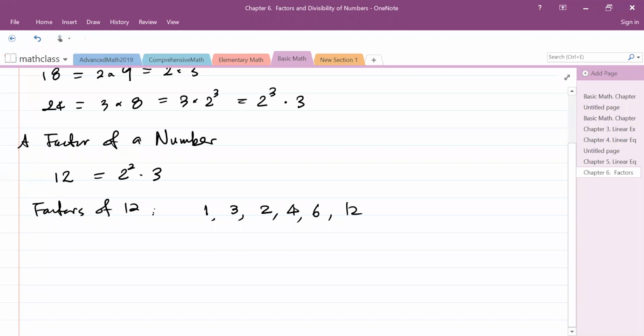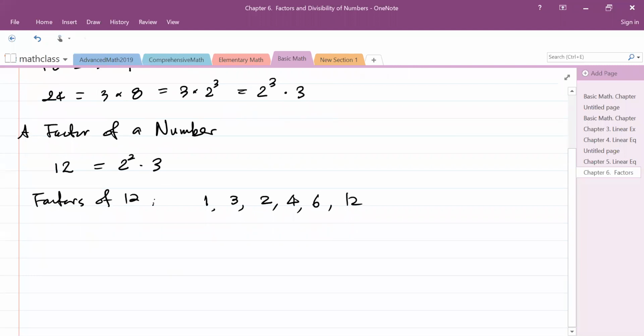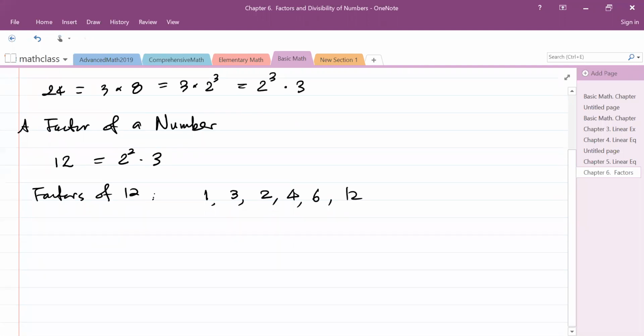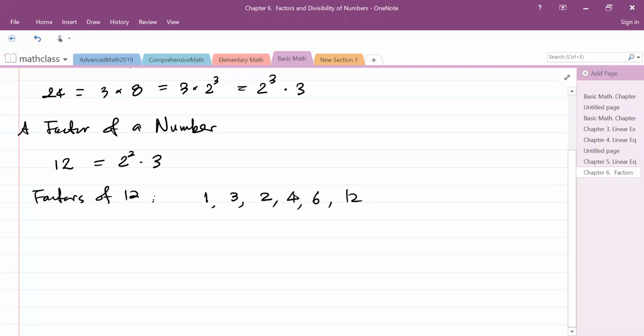The question is, how do we count them in general? And even, we want to know how to add them together, the sum of the factors. So if we only have two prime factors, like 2 and 3, it's determined by two exponents. So here's how to count the factors.